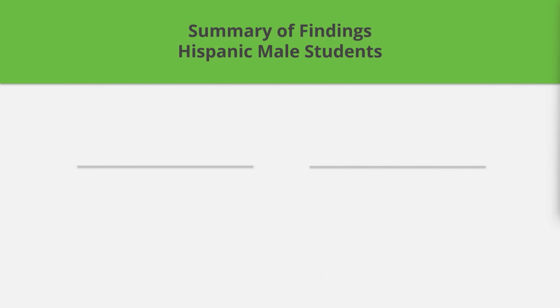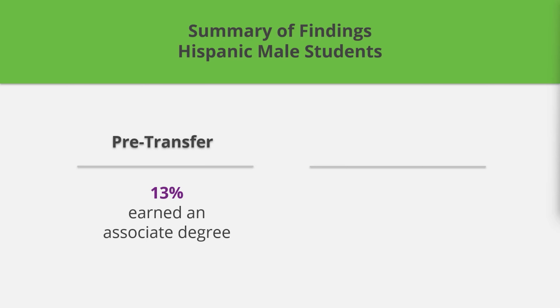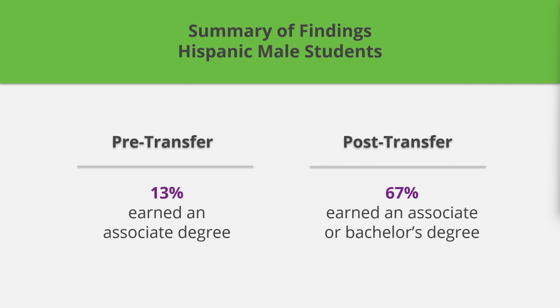Let's summarize what we learned through this exploration. Among Hispanic male students who entered in the 2016-17 cohort, we learned that 13% earned an associate degree prior to transferring to a four-year institution. We also learned that 67% of that cohort earned an associate or bachelor's degree after they transferred out.